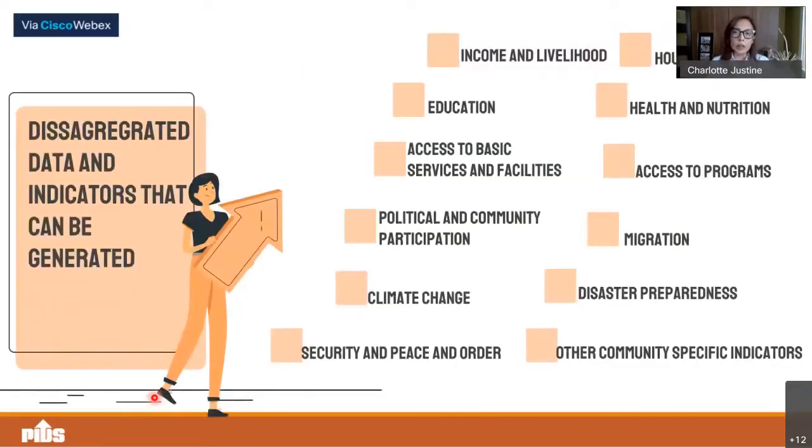Now, this is just a simple categorization of the indicators and data that can be found in the CBMS. If you look at the bullets, there would be income and livelihood, housing indicators, health and nutrition, education, access to basic services and facilities, access to programs, political and community participation, migration, climate change, disaster preparedness, security and peace and order, and other community-specific indicators.